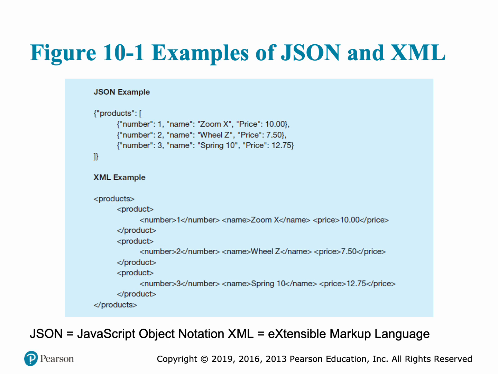Figure 10-1, the example on JSON and XML. The JSON example is products: the number is 1, name is ZoomX, price is $10. Number 2, name is Wheel Z, price is $7.50. Number 3, name is Spring 10, price is $12.75.